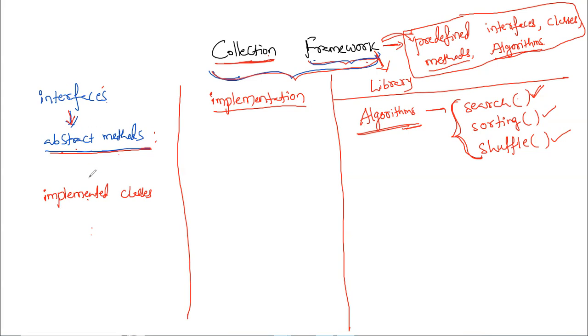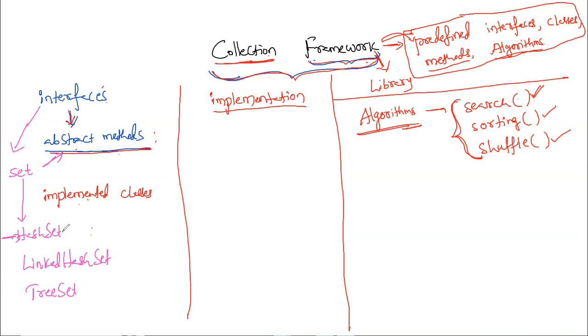Then what are these implemented classes in the collection framework? First, take one interface, the Set interface, which contains some abstract methods. What are the implemented classes for this Set interface? One is HashSet, one is LinkedHashSet, and one more is TreeSet. Depending on the requirement. Again, why do we need three? There is a purpose.